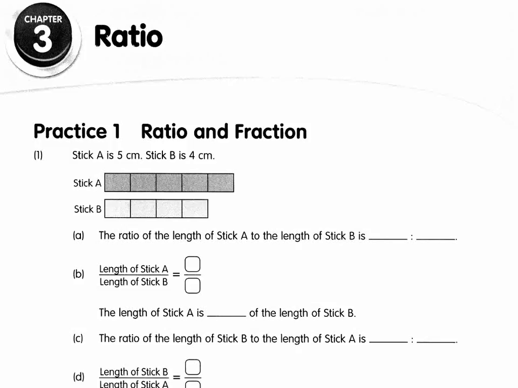Jingjie, how do you give me the ratio of A to B? 5 to 4, very simple, because it's 5 cm to 4 cm. Okay, I don't think anyone will have any problems with this. 5 cm is to 4 cm.